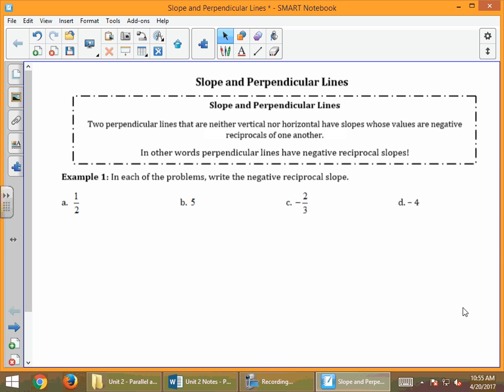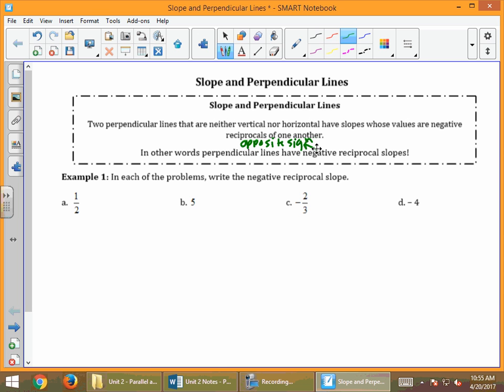have values of slope that are negative reciprocals of one another. In other words, perpendicular lines have negative reciprocal slopes. What does negative reciprocal mean? All that means is negative means opposite sign. So make a little note. That just means opposite sign.